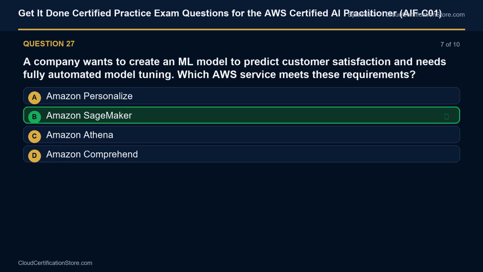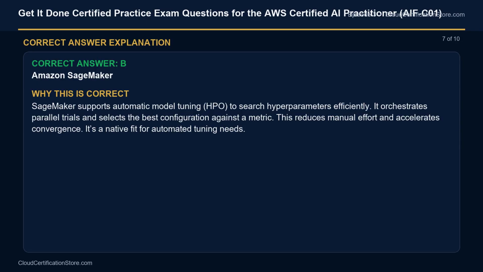The correct answer is B, Amazon SageMaker. Explanation. SageMaker supports automatic model tuning, HPO, to search hyperparameters efficiently. It orchestrates parallel trials and selects the best configuration against a metric. This reduces manual effort and accelerates convergence. It's a native fit for automated tuning needs.